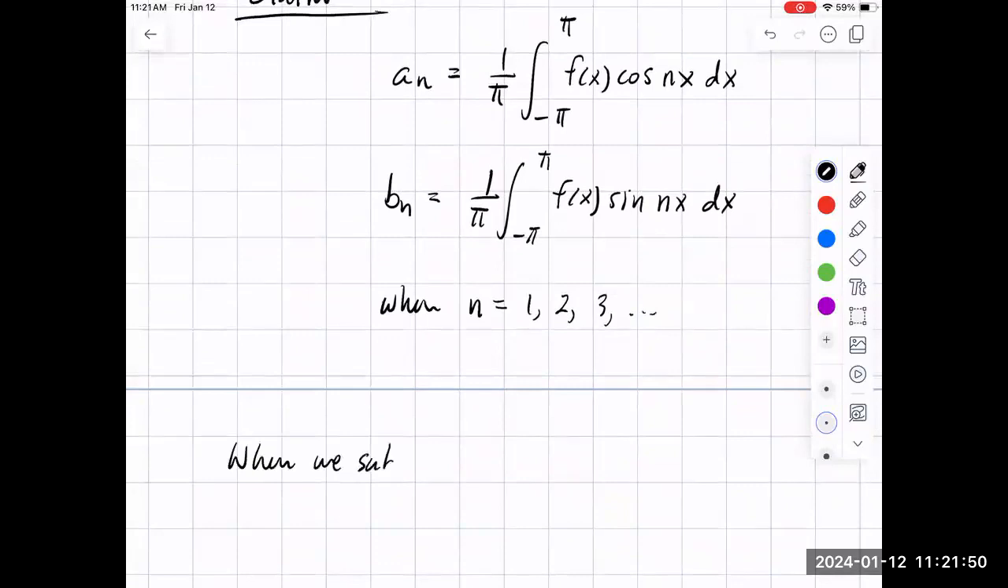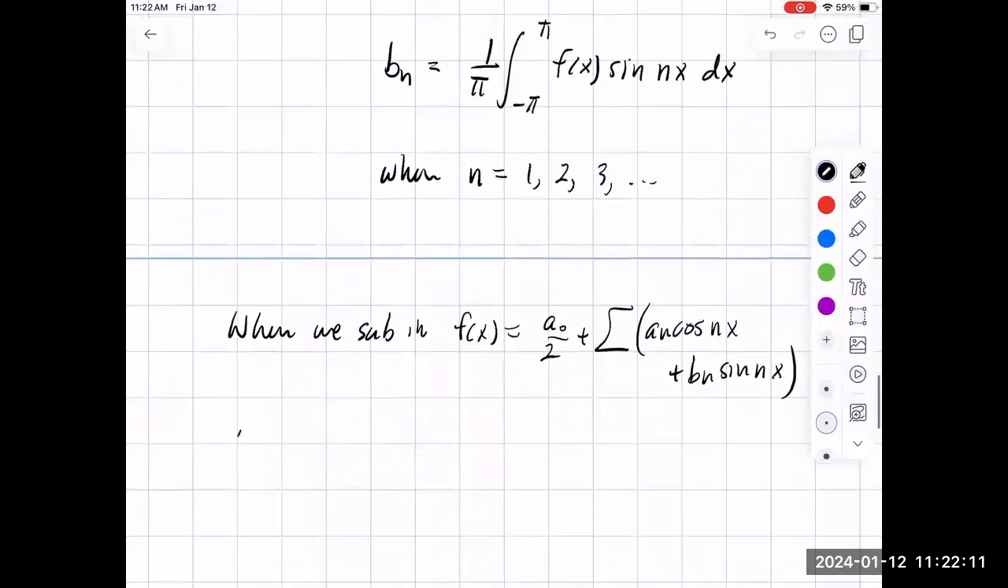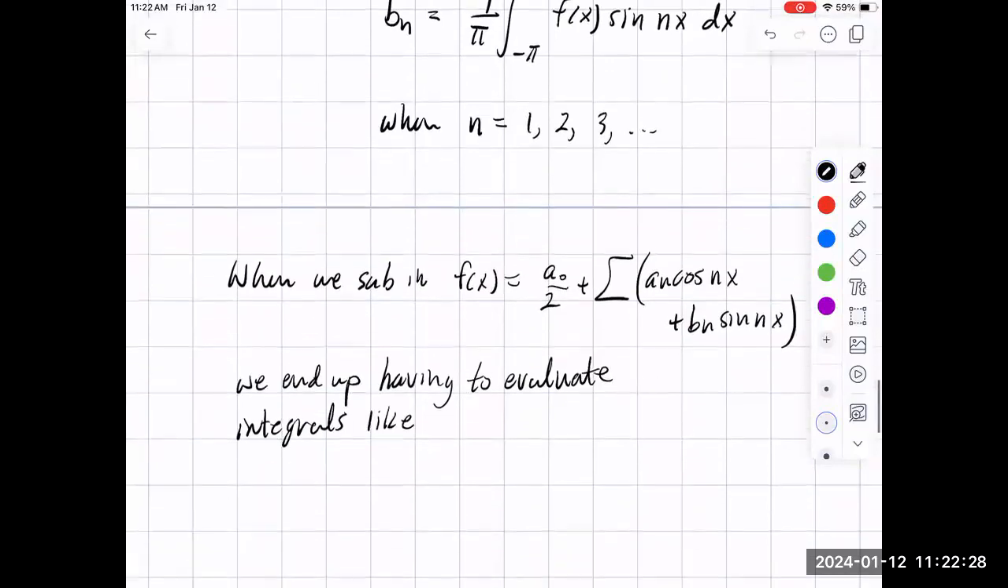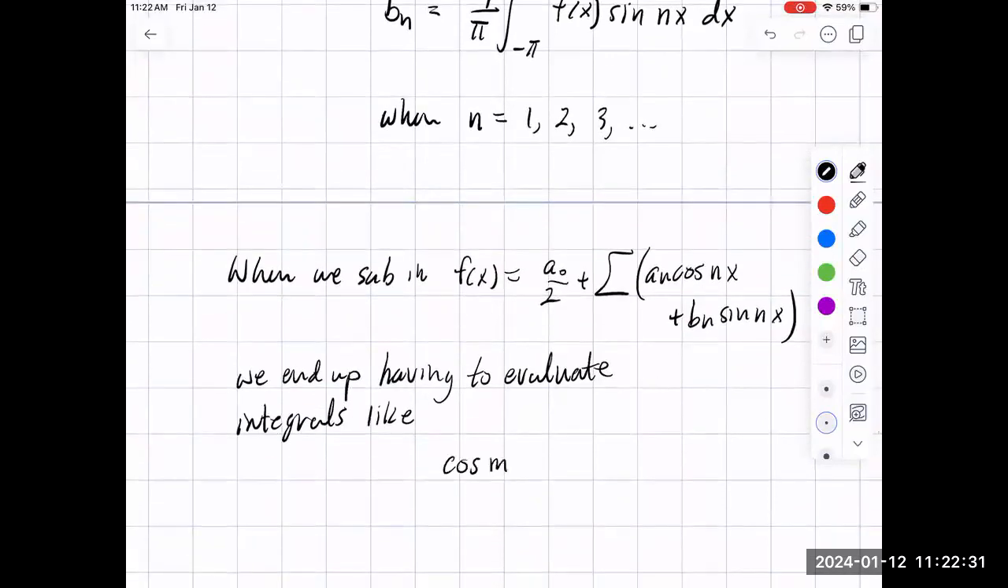So when we sub in f of x is a0/2 plus the sum of an cos nx plus bn sine nx, we end up having to evaluate integrals like, it's going to be things like cos mx times cos nx. So we'd have integrals like this.